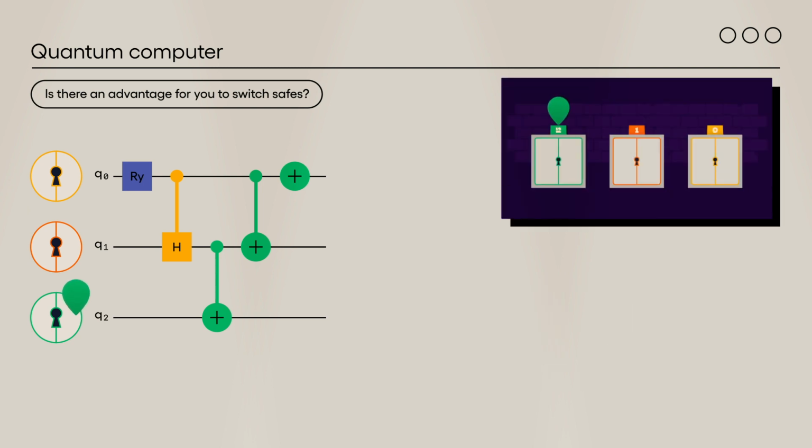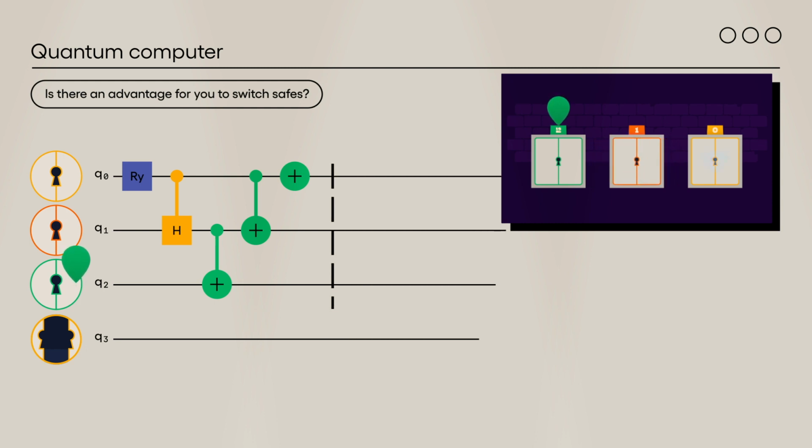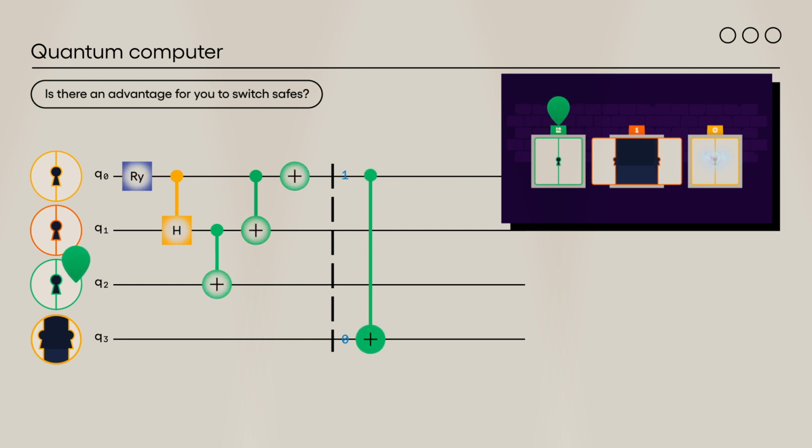To keep things simple, we'll assume that you initially chose safe number 2. We'll use a new qubit, Q3, to represent which safe will be opened by Kettu. Kettu opens safe 0 if qubit 3 is in a 0 state, and safe 1 if qubit 3 is in a 1 state. If the diamond was inside safe 0, Kettu would have no choice but to open safe 1. As such, we apply a C0 gate between qubits 0 and 3 to place Q3 in a 1 state.